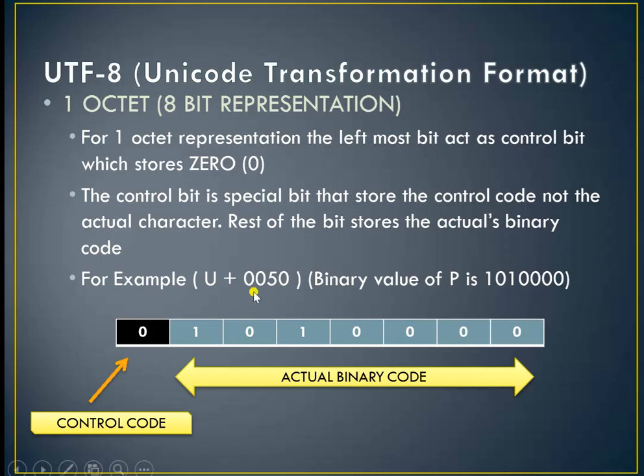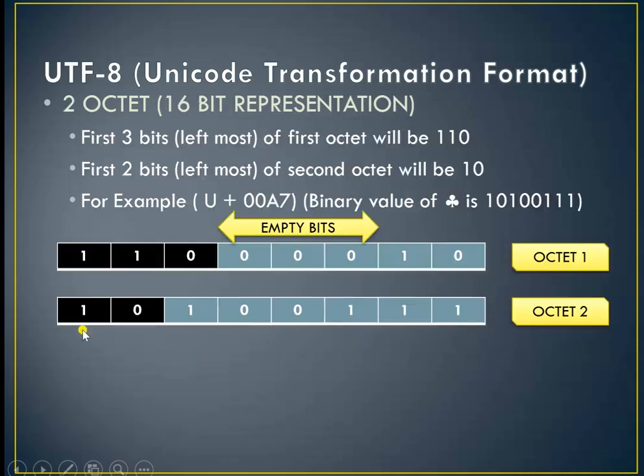For example, you can see U plus 0050. So the binary value of 50 is this one, and it is in the range of 0 to 127. You learned that table, so we need only one octet. That's why we have just drawn here one octet, and you have to just put the values from the right hand side, and the last one should be a control bit.